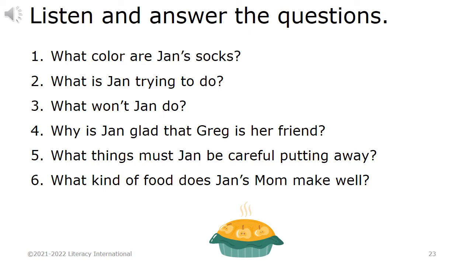Listen and answer the questions. 1. What color are Jan's socks? 2. What is Jan trying to do? 3. What won't Jan do? 4. Why is Jan glad that Greg is her friend? 5. What things must Jan be careful putting away? 6. What kind of food does Jan's mom make well?